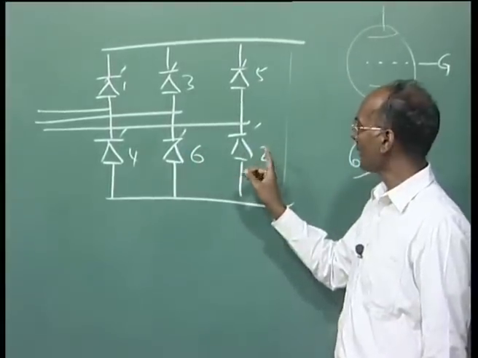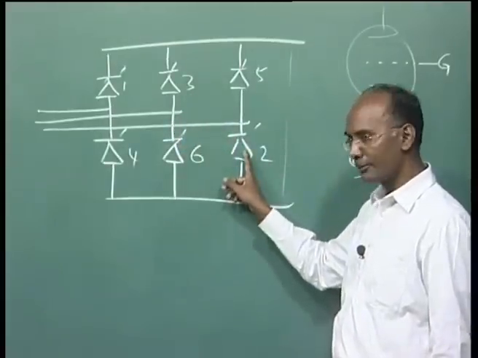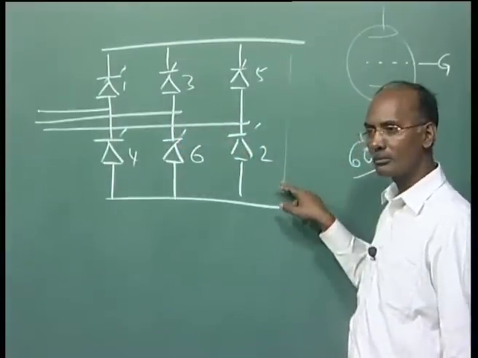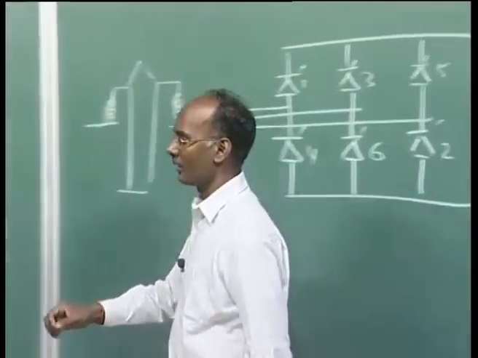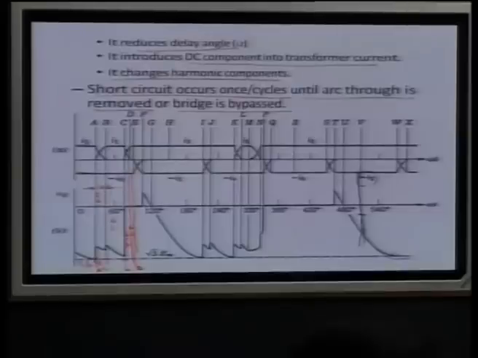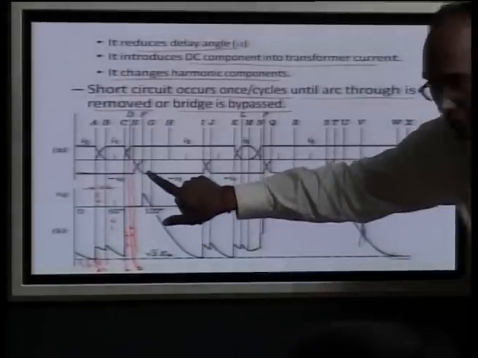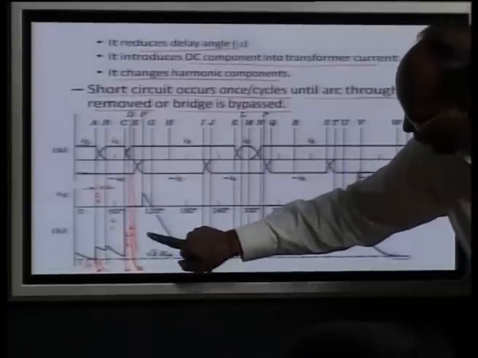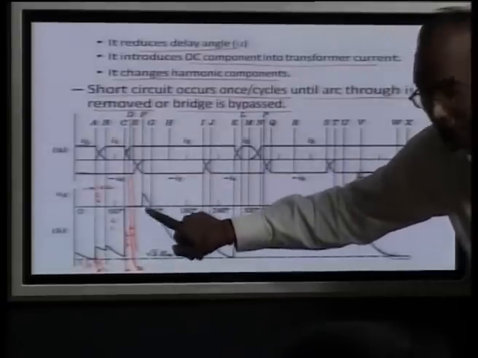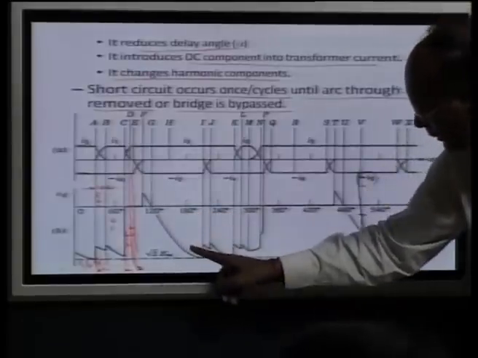Then what happens, your 2 and 3 are conducting, commutation here is successful. Now, the DC short circuit which was 0 is over, and the voltage is going to appear at this point, you can see. Once commutation is over, because 2, 3 and 6 are conducting during this period, that is why DC voltage is 0, and then once commutation is over, DC voltage will follow this.